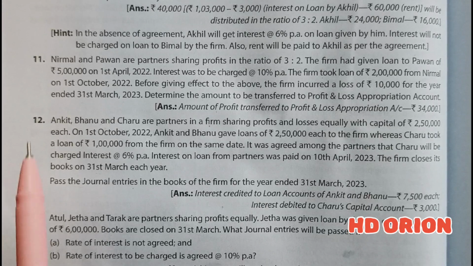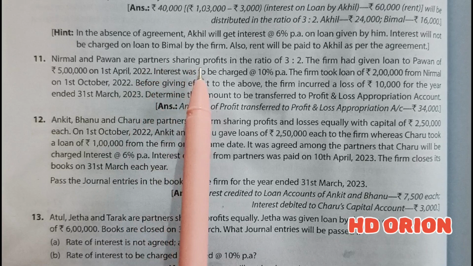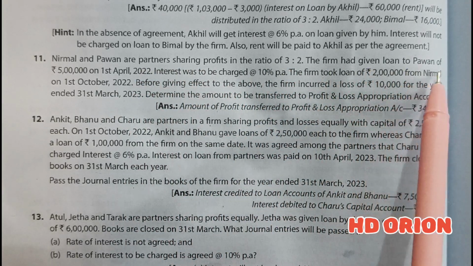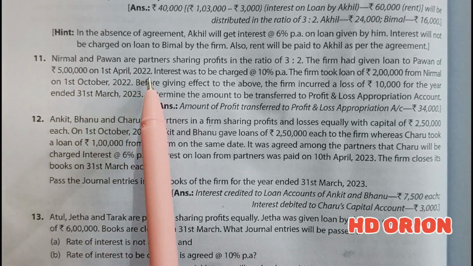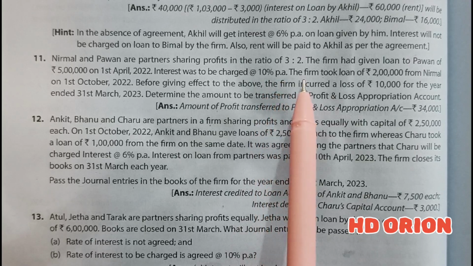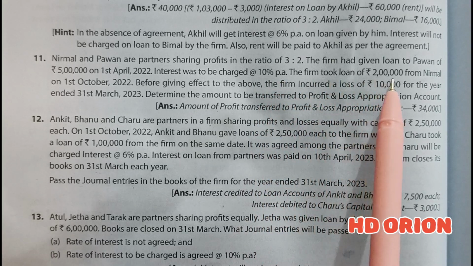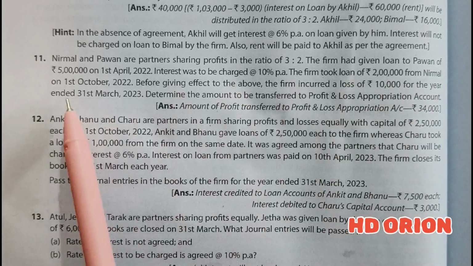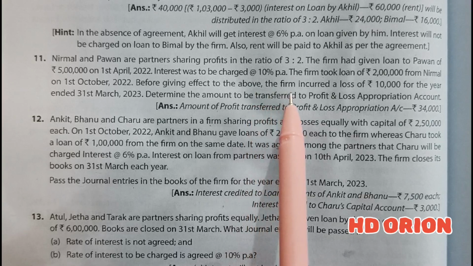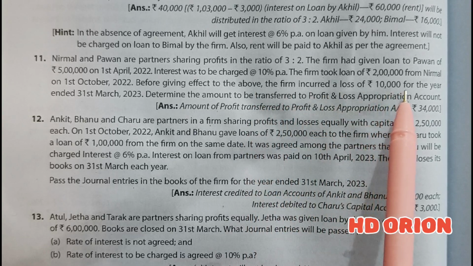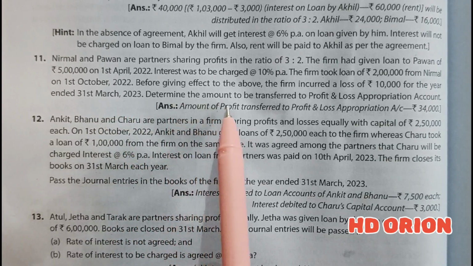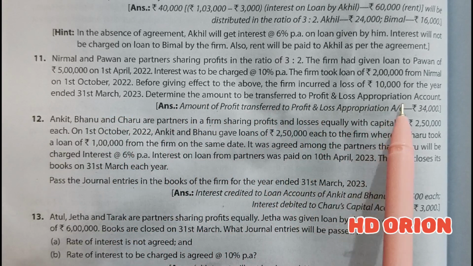Now let us see question number 11. Nirmal and Pawan are partners sharing profits in the ratio of 3:2. The firm had given a loan to Pawan of rupees 5 lakh on 1st April 2022. Interest was to be charged at the rate of 10% per annum. The firm took a loan of rupees 2 lakh from Nirmal on 1st October 2022. Before giving effect to the above, the firm incurred a loss of rupees 10,000 for the year ended 31st March 2023. Determine the amount to be transferred to profit and loss account.